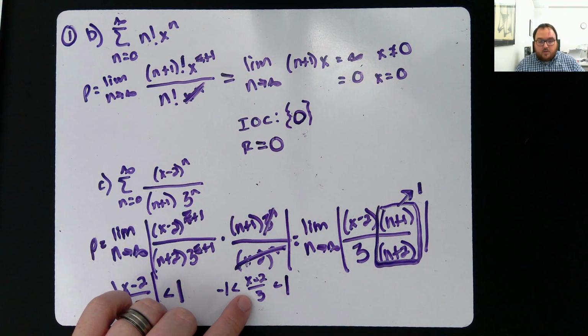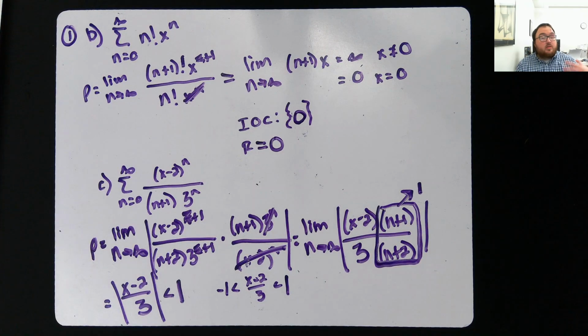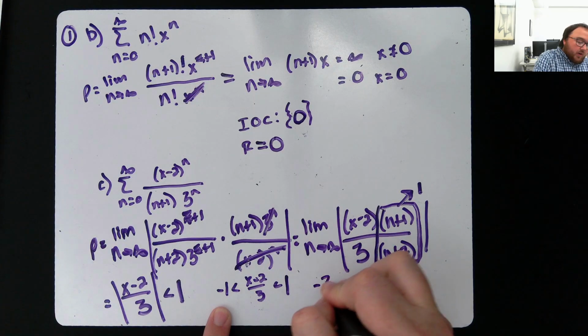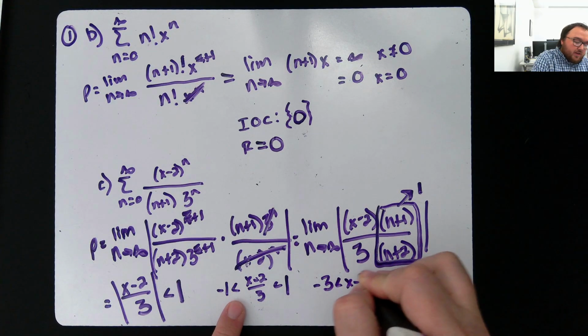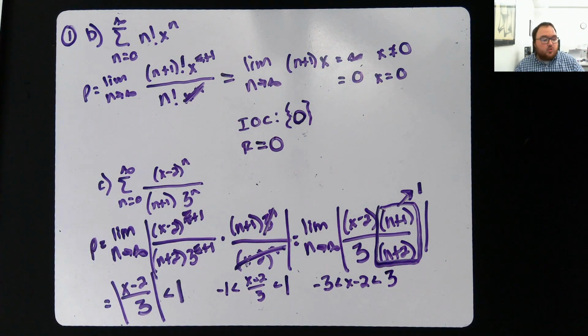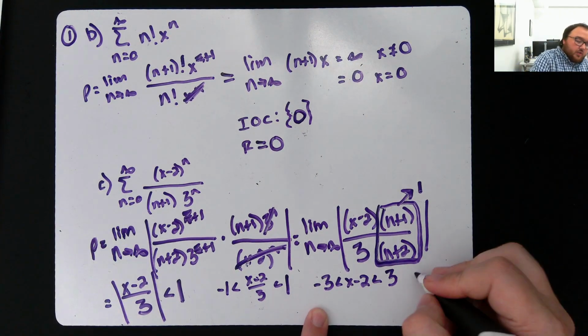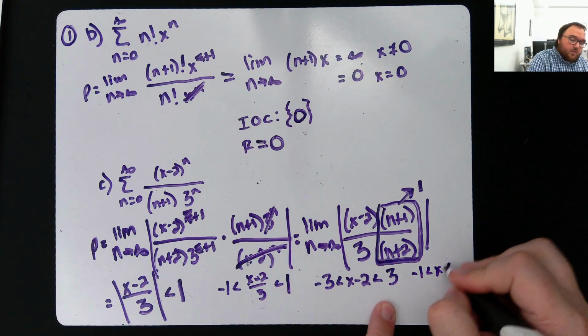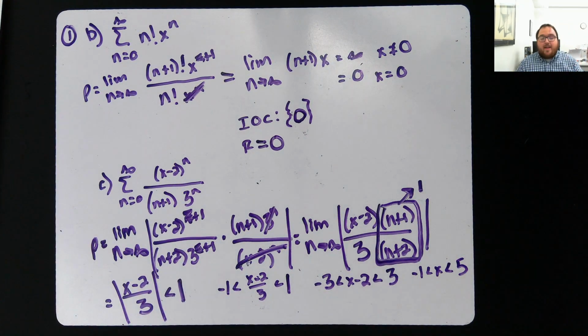I'm saying over 3, so to get rid of that, multiply everything by 3. Multiplying this by 3 gives you -3, less than, and I still have an x minus 2 left here. Multiplying this by 3 gives you 3. Then to get the x, I just add 2. Adding 2 gives you -1, and adding 2 gives you 5. So when x is between -1 and 5, this is going to converge. That's what this means. Once again, if any of that doesn't make sense, then let me know.